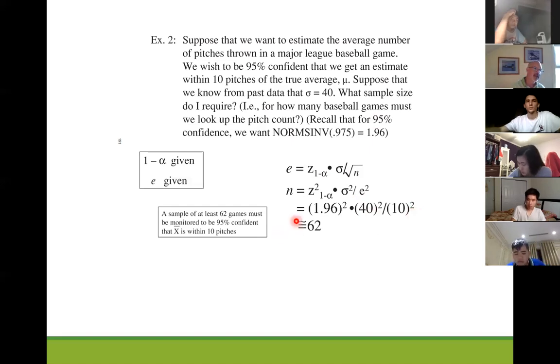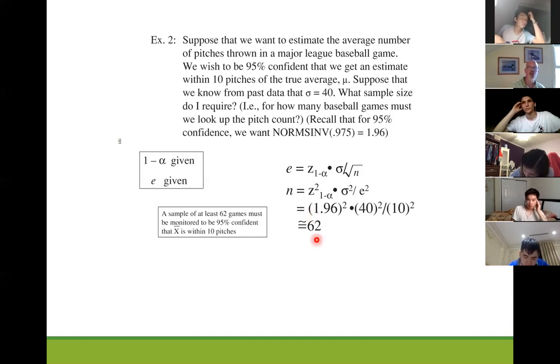This question right here, your answer for N, your answer for a sample size, is always going to be an integer. Always going to be an integer. So in other words, you cannot say 61.4, because how can you sample 0.4 of something? You can either sample it or not sample it.